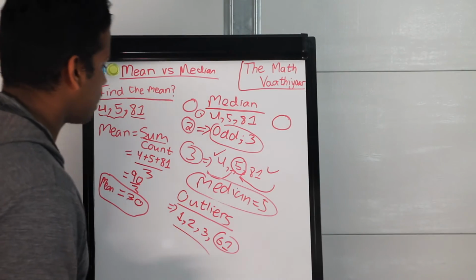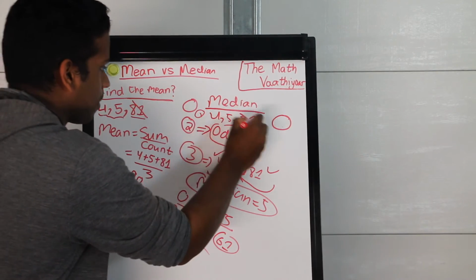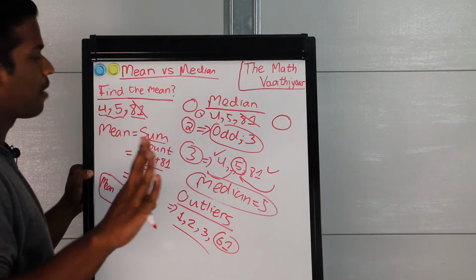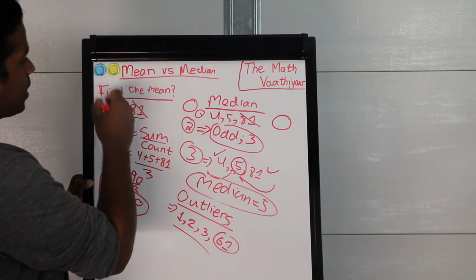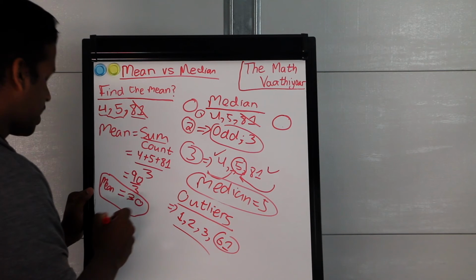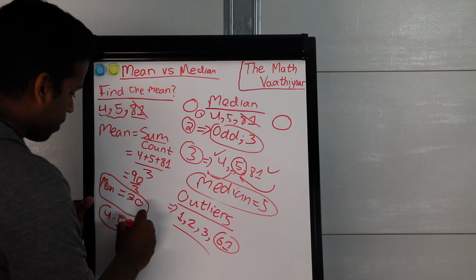Like, take an example. Let us say that we do not have an 81 at all. Let's just say that we only have two students. They both got 4 and 5. Let us calculate the mean and median now. So what is the mean? 4 plus 5, 9 divided by 2, 4.5. So the mean is now 4.5.